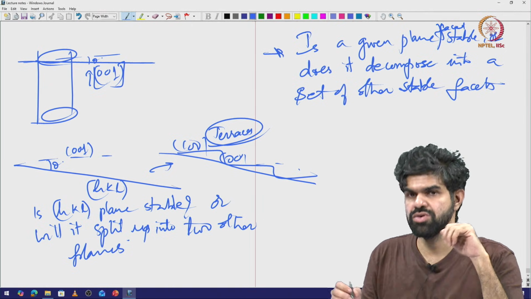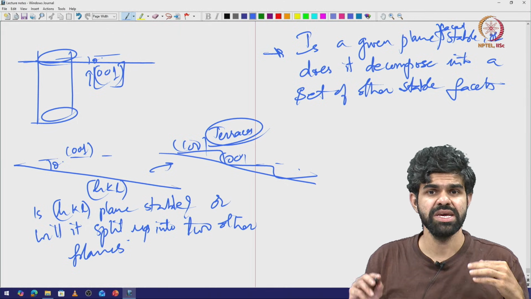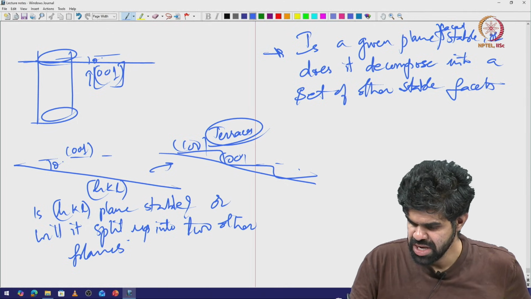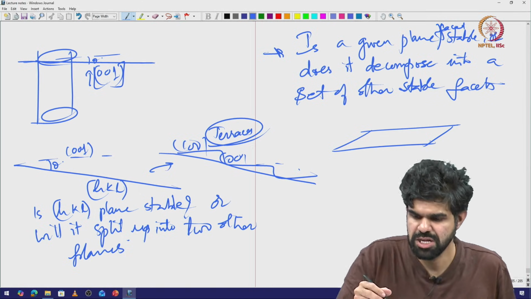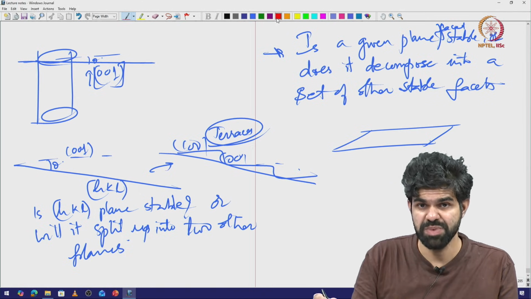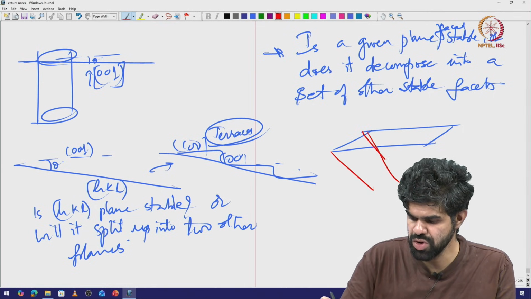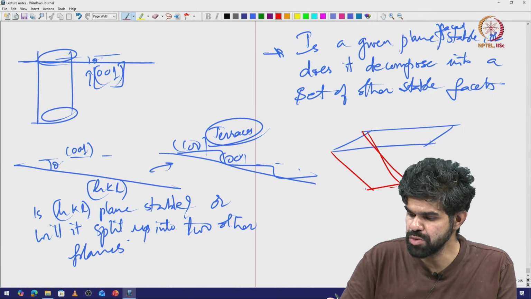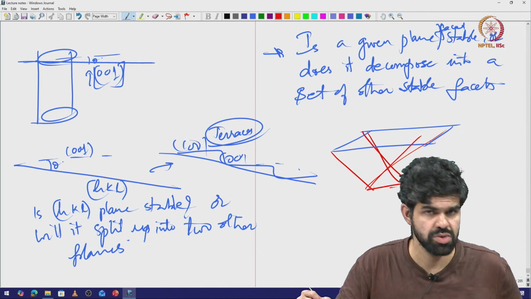So, just to put that very simply in mathematical terms, I have a plane like this and I am asking, is this plane going to just stay like that, or when will this plane decompose into a set of these two other planes? So, how do I draw it?